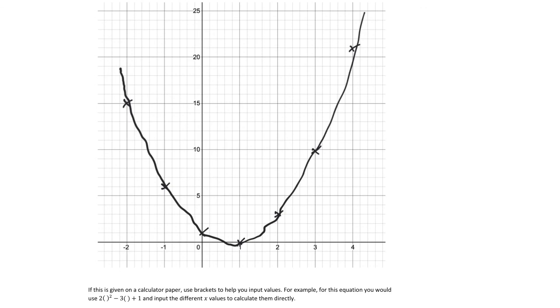Obviously then just be careful that your graph doesn't end up with parts that look like that, or that the line doesn't go through the point. If this was given on a calculator paper, you could use the brackets to input your values. For example, for this equation, you could do 2 brackets, so minus 2 squared, minus 3 times brackets, minus 2, plus 1, and that would work out the y values every time.